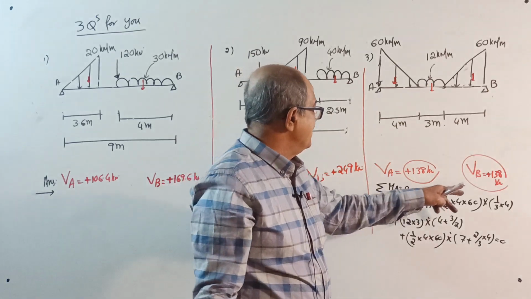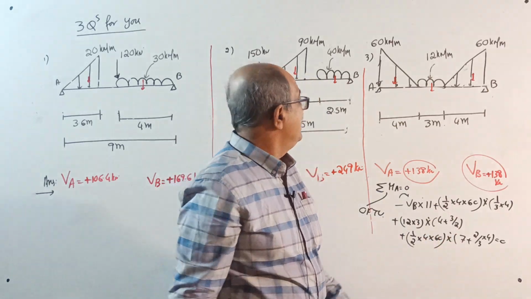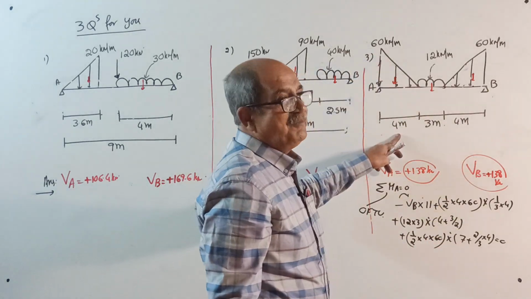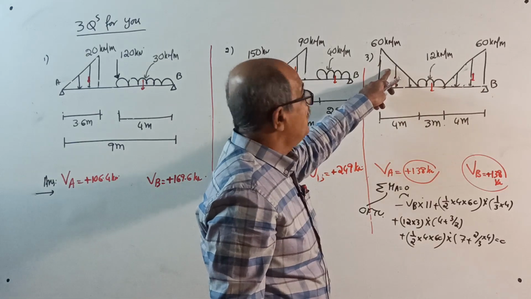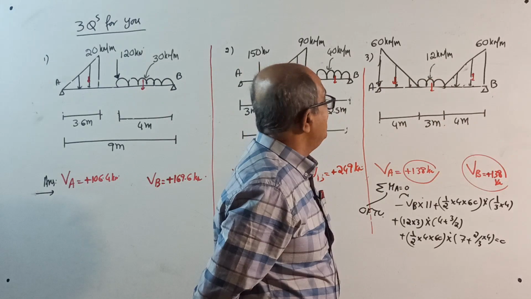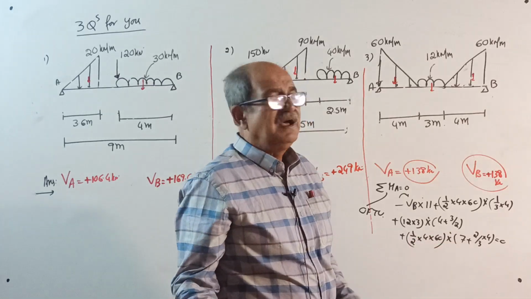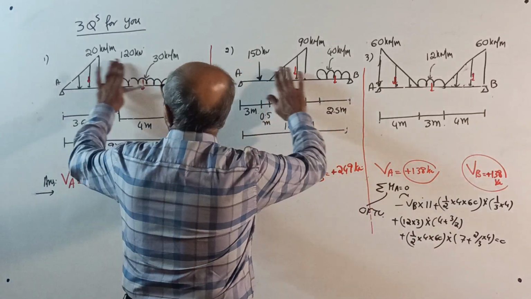Actually, when I gave the answer here, I have not taken moment. See what I told? I did 60 into 4 because 60 into 4 is half, one more half is there here. So I did 60 into 4 plus 12 into 3, that answer divided by 2. Guaranteed answer will come. So all these questions solved.